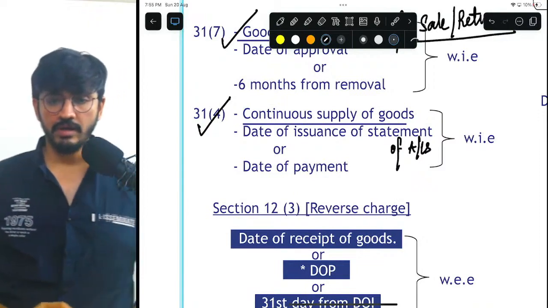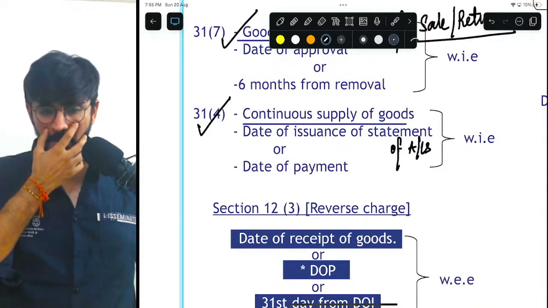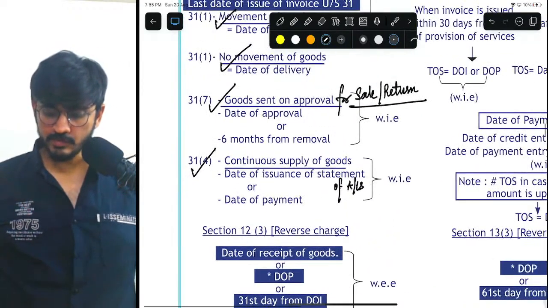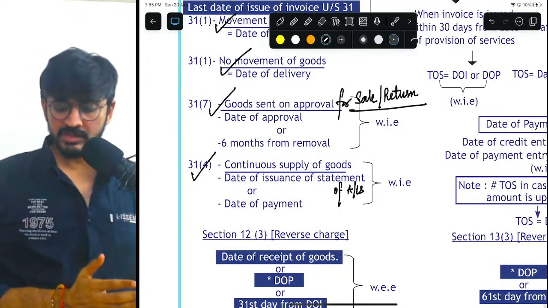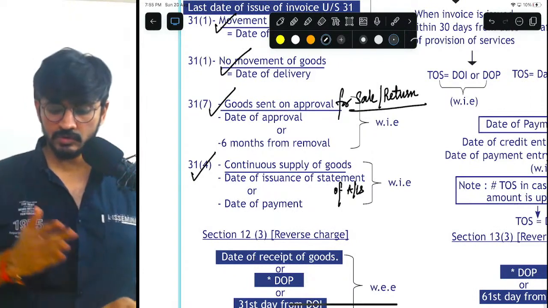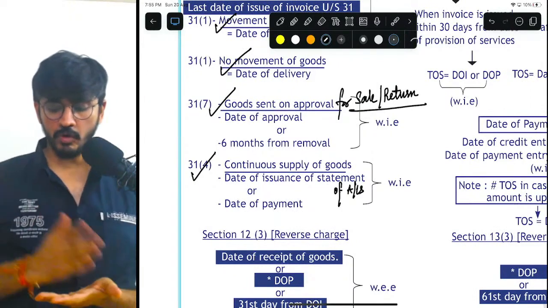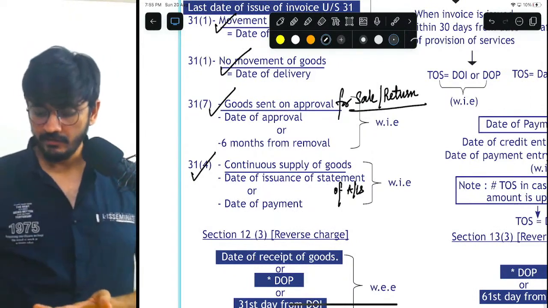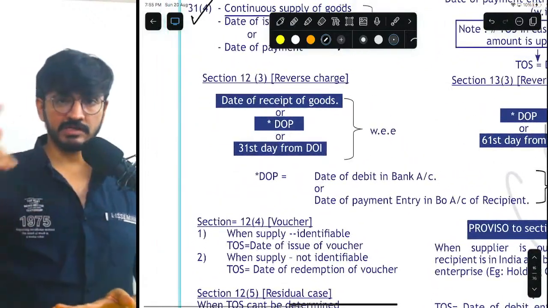Got it, friends? So that is one thing that is definitely clear. Goods sent on approval for sale or return: date of approval or 6 months, whichever is earlier. Continuous supply of goods: date of issuance of statement of account or date of payment, whichever is earlier. Fantastic. Next is 12 subsection 3.